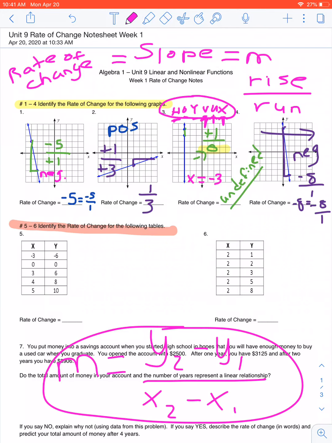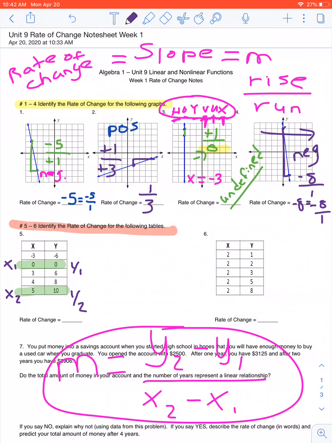Number 5, they give us x coordinates -3, 0, 3, 4, 5, and y coordinates -6, 0, 6, 8, 10. So what I want you to do is pick two sets of points. I'm going to pick 0, 0, because I love numbers that are 0, 0. And I'm going to pick 5, 10. Okay? And this is going to be my x1, my x2, my y1, and my y2. So there I go, I have my ordered pairs.